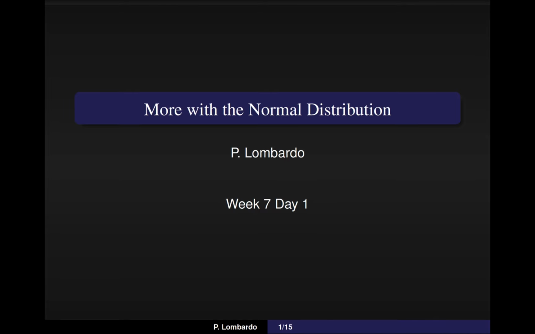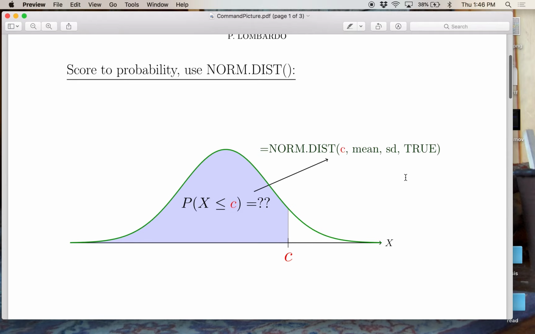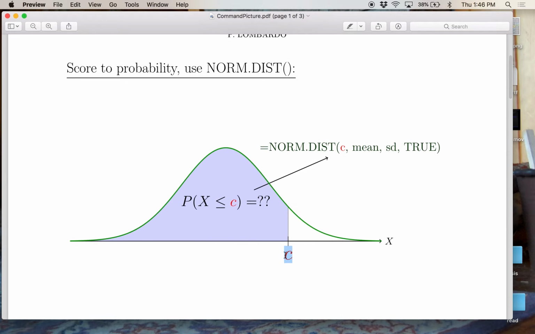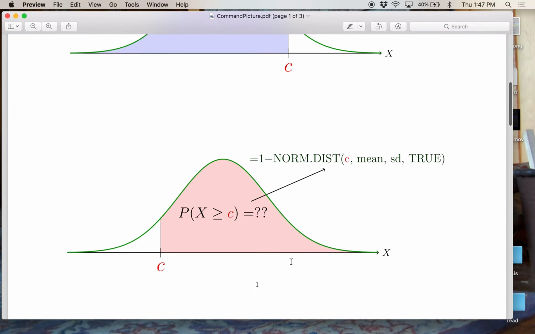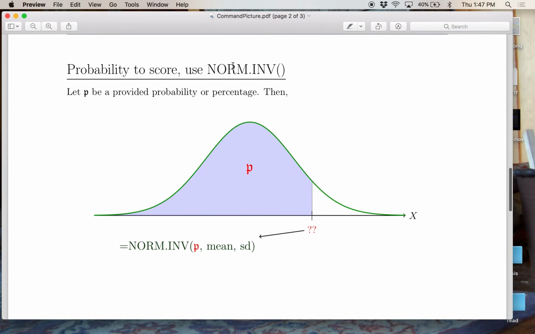Now you'll recall from our last class that we were using norm.dist. A norm.dist, given a particular score value, will tell you the probability that's in the tail for a particular normal distribution. And we looked over different pictures and talked about how the Excel command relates to finding probabilities if you know a score. Today we want to switch that around. We're going to start working with this norm.inverse function. So this will be our Excel command.